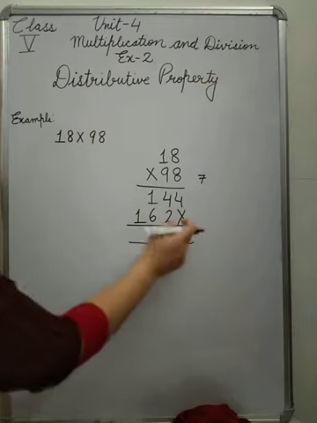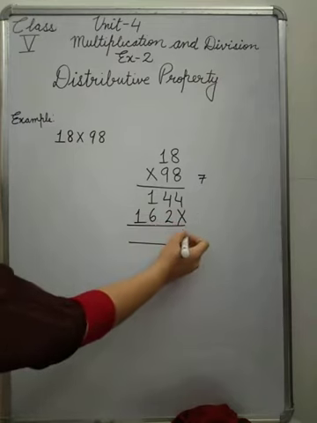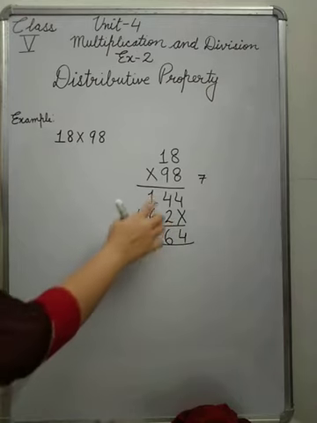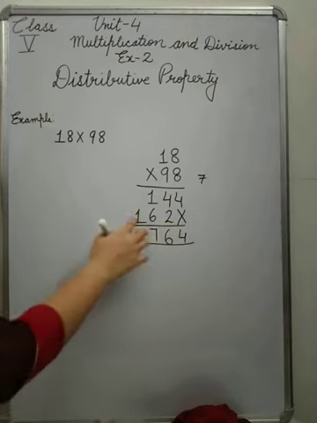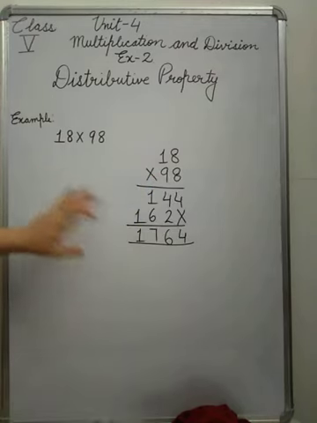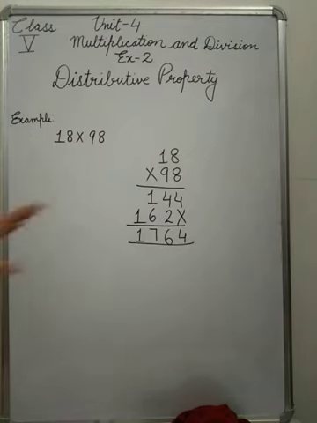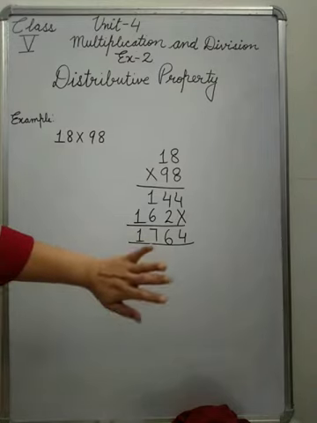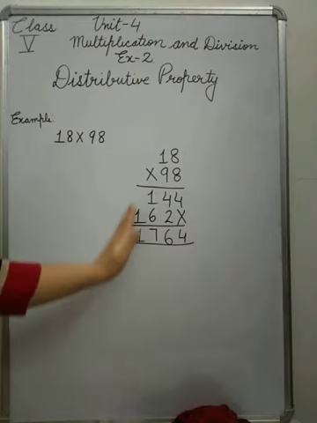So what will it become? 4. Okay, 4 plus 2, that is 6. 6 plus 1, that is 7, and then this 1. So you got the answer. No problem is there. This answer is very much correct. No correction is needed here. But this is a long method.